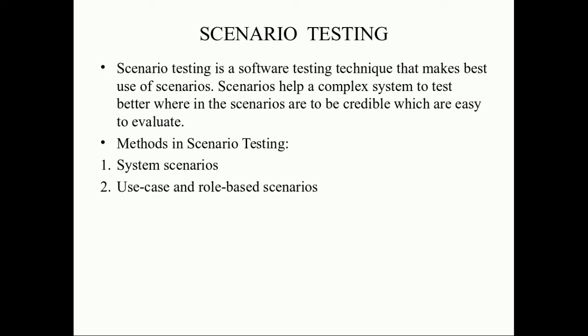Number one is system scenario, and number two is use case and role based scenario. In the system scenario method, only those sets of realistic user activities that cover several components in the system are used as a scenario test. The development of system scenarios can be done using storylines, state transitions, or business verticals, or by the implementation story from customers. So these are the ways through which we can implement the system scenario.